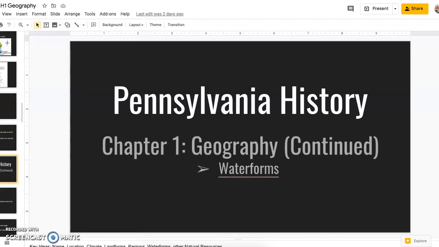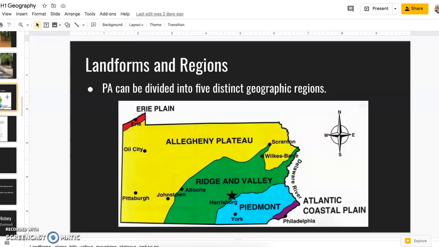We'll be getting into water forms next, and we'll be reading and talking about different water. So that's what's coming up.